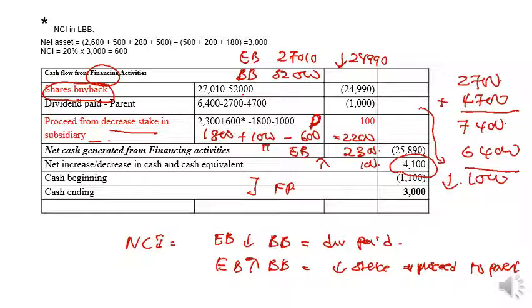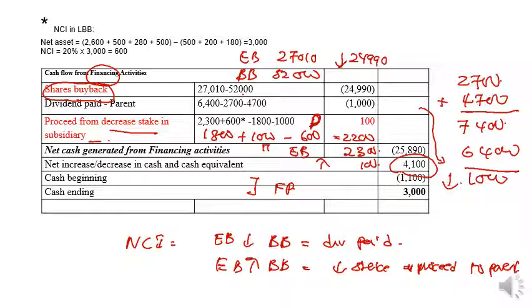2,200. And then compare with the ending balance. Ending balance you have 2,300 here. 2,300. Beginning balance 2,200. Ending balance 2,300. So it is higher, increased by 100. So increased by 100 here means that you have a proceed from decreased stake in the subsidiaries.